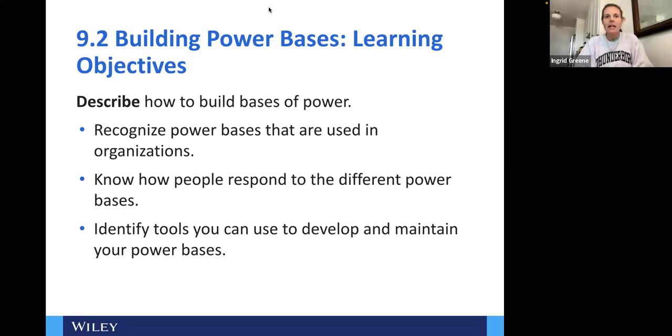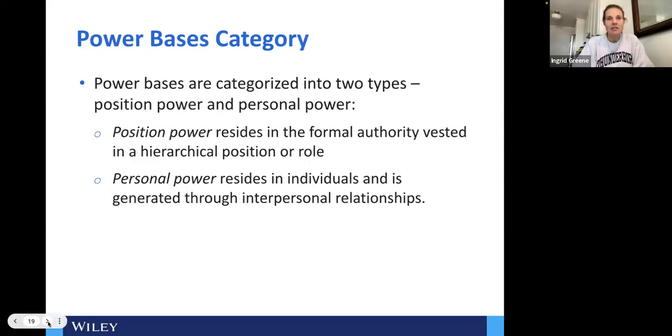So what's going on? So recognizing power bases that are used in organizations, know how people respond to different power bases, and identify tools you can do to develop and maintain your power bases. And again, I think that very successful people really understand and know how to use these bases.